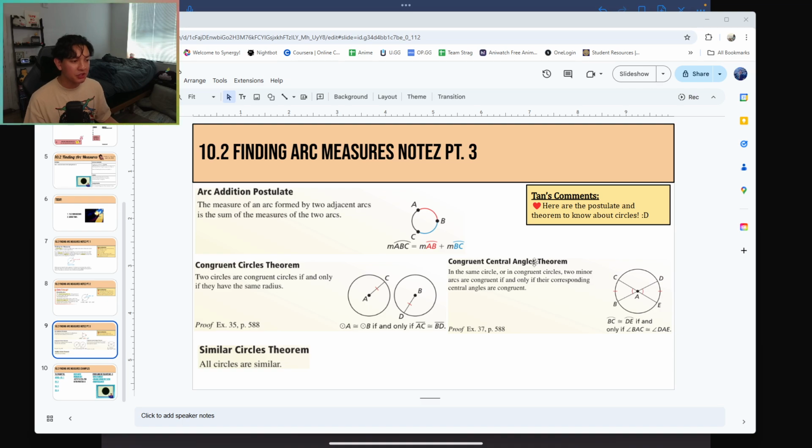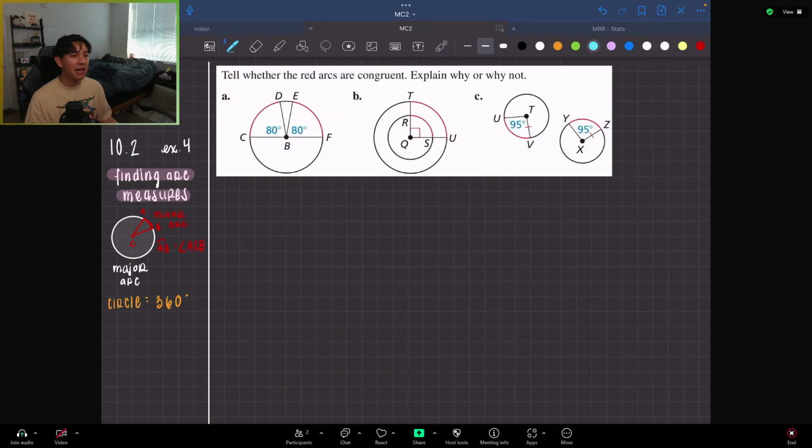Additionally, the congruent central angles theorem: in the same circle, or in congruent circles, two minor arcs are congruent if and only if their corresponding central angles are congruent. That just means to say that if we have an angle here, like say, for example, this is 30 degrees, and this is also 30 degrees, then we can also assume that these arcs CB and DE are also congruent. So they will also be 30 degrees, okay? So let's put that into practice here.